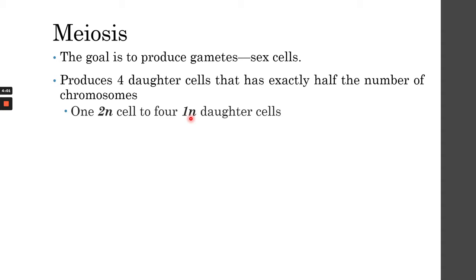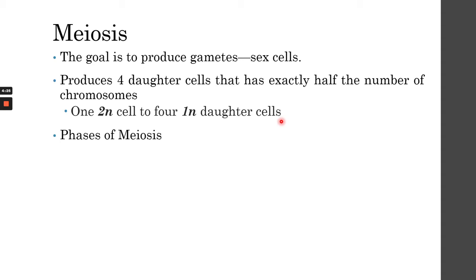And today we'll be discussing how one parent cell of 2N ends up, through meiosis, creating 1N daughter cells. Okay, so this happens via phases.